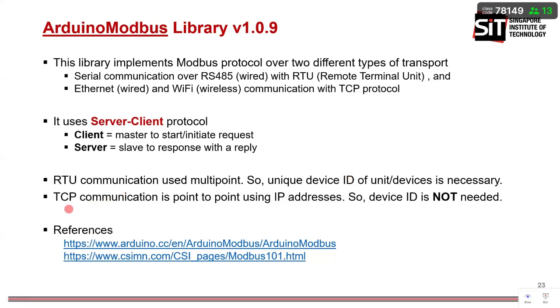For TCP, it is not required because it's point-to-point. Why point-to-point? The point-to-point refers to directly addressing the respective IP addresses. Any device that joins the internet will be provided with a unique IP address, and therefore, the IP address will be good enough to identify and communicate to the Modbus server. Okay, so in the TCP case, device ID is not necessary. Okay, for those who need to know more or want to read more, these are some of the links you can refer to.